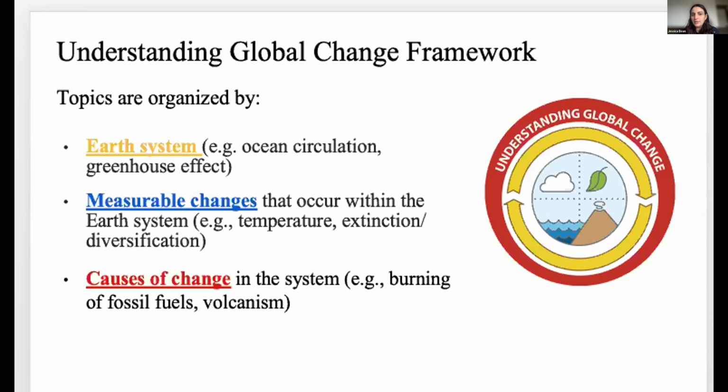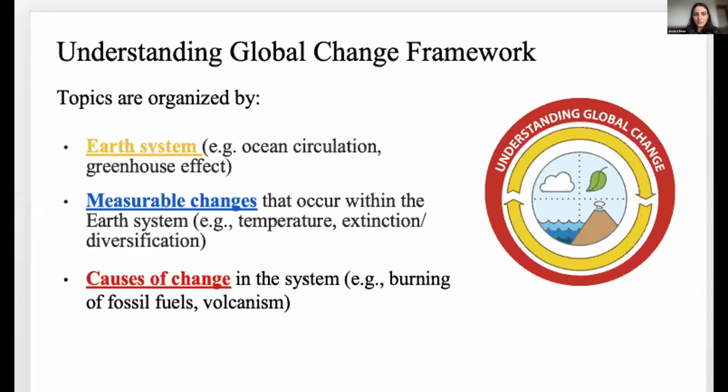But then there are ways that we can be thinking about the measurable changes. So the data and the evidence: how do we know that the world is changing over time? We can measure things like temperature or biodiversity or extinction rates or ocean acidification or air quality, right? These are the things that really provide the evidence of knowing how much and how fast the world changes.